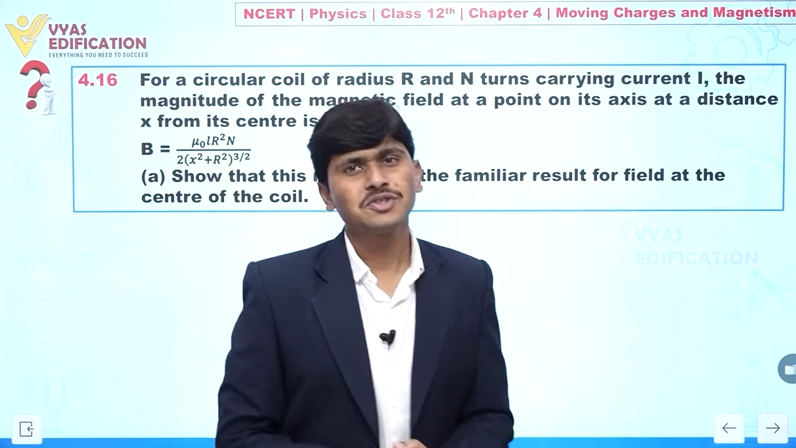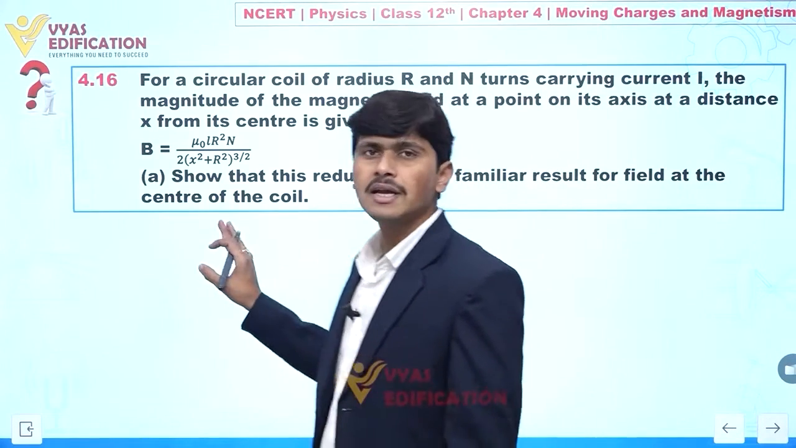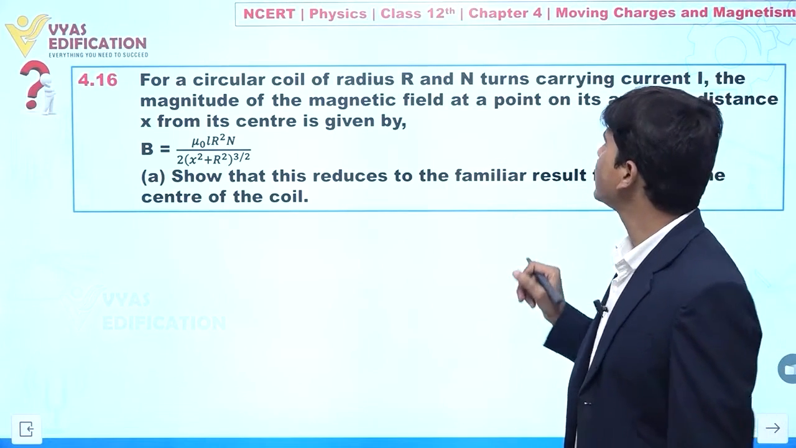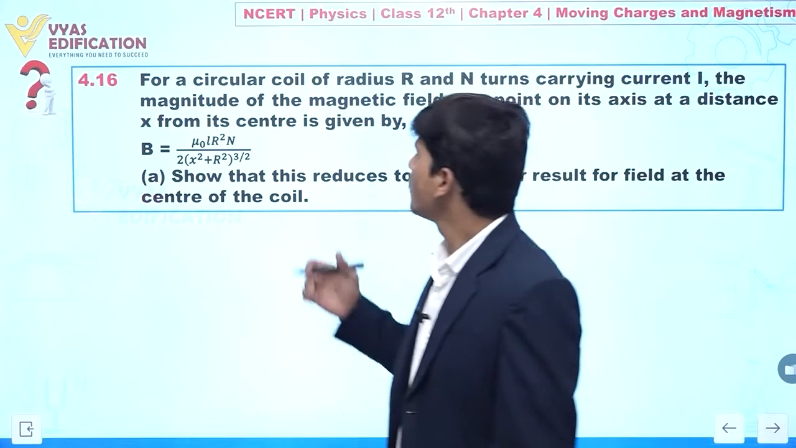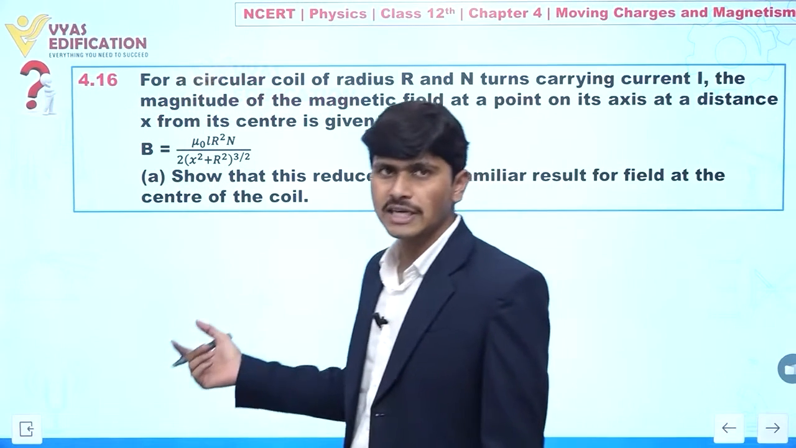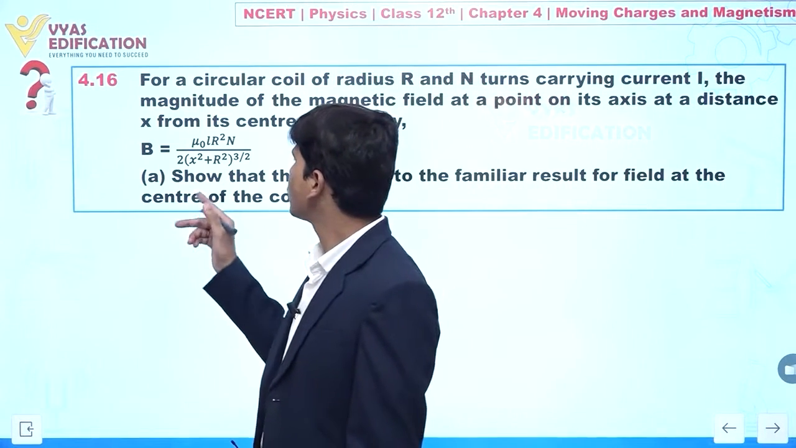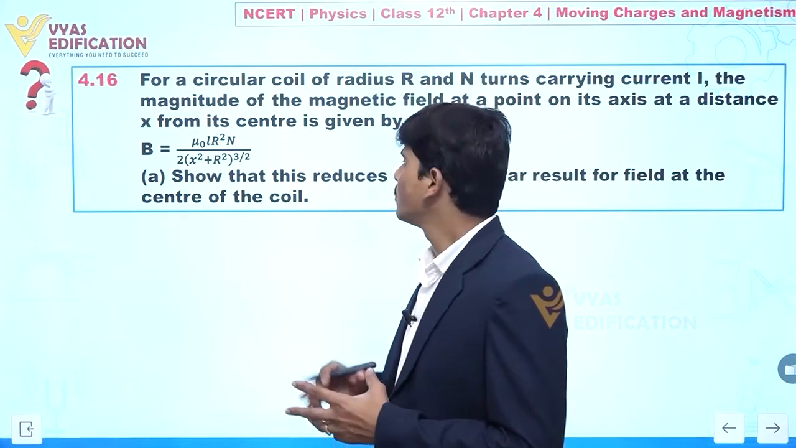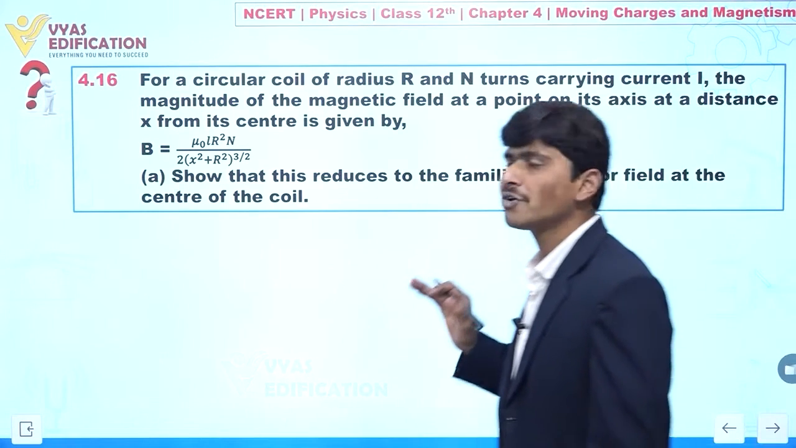Now student, we are going to solve question number 4.16, and here first we are solving part number E. In this question it is given that for a circular coil of radius capital R, with number of turns capital N, carrying a current I, the magnitude of the magnetic field at a point on the axis at a distance x from its center is given by mu naught N I R square divided by twice of x square plus R square power 3 by 2. Now we have to show that this reduces to the familiar result for the field at the center of a coil.